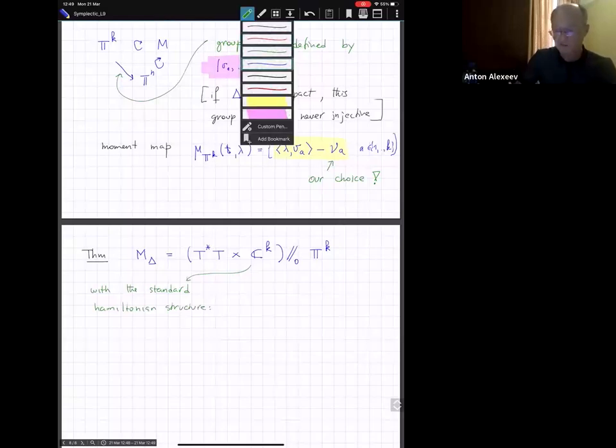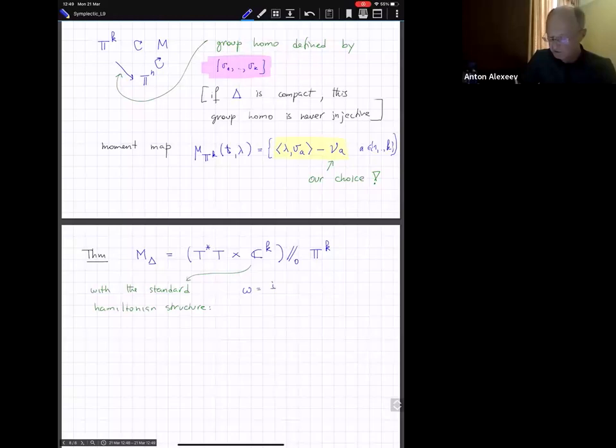The standard Hamiltonian structure means that omega is i over 2, sum over A from 1 to K, dZ_A wedge d Z_A bar, and the moment map for our action is this. So that's the action of Tk. Each S1 in our Tk acts on its own copy of C. So that's what we are doing. Okay, so what are the statements?